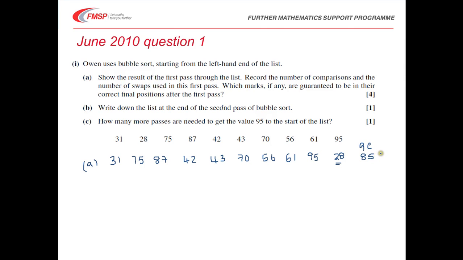It says which marks, if any, are guaranteed to be in their correct position. So mark of 28 is in the final position. So remember, with the bubble sort, that's what happens.